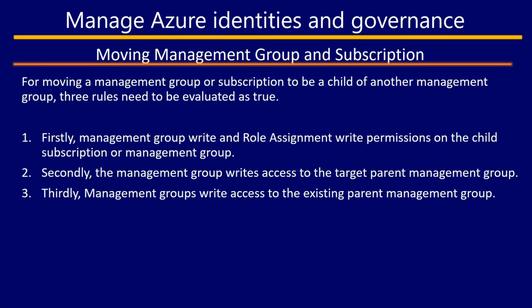Moving management groups and subscriptions. This is also an important topic that we have to understand. For moving a management group or subscription to be a child of another management group, 3 rules need to be evaluated as true. Firstly, management group write and role assignment write permissions on the child subscription or management group. Secondly, management group write access to the target parent management group. Thirdly, management group write access to the existing parent management group.